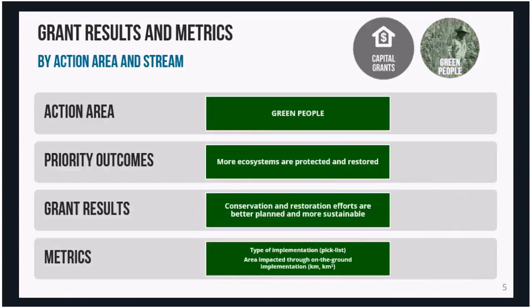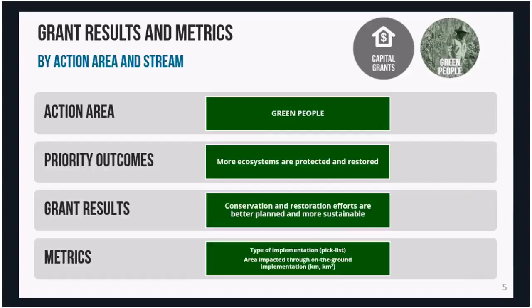Moving on now to green people. In this action area, we support capital projects that enable better planned and more sustainable ecosystem conservation and restoration. Emphasis under this grant result tends to be more on the sustainable side than the planning side. In other words, capital investments that help ensure natural values are restored, conserved, and sustained.